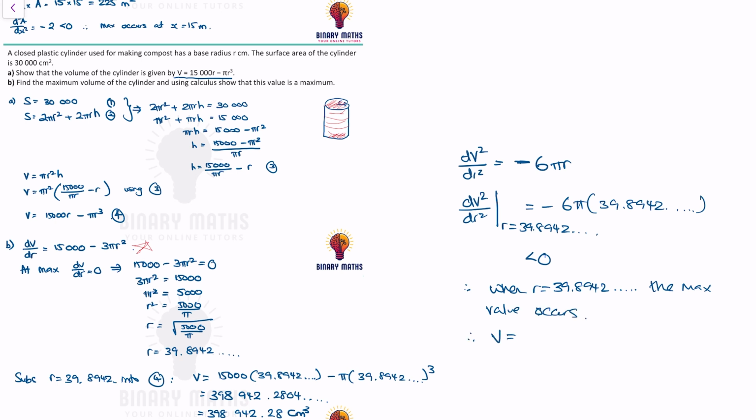Therefore, V is equal to 398,942, blah, blah, blah, 0.28, blah, blah, blah, is the max value of V.